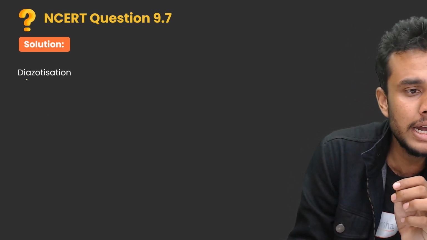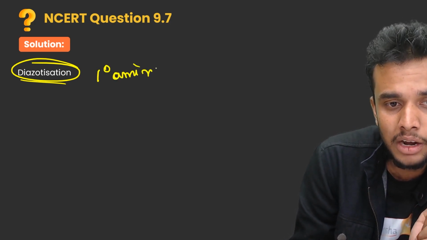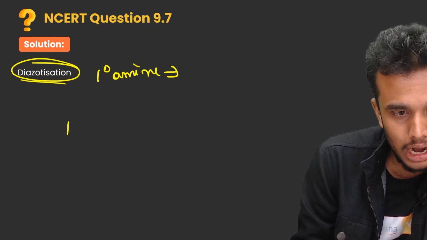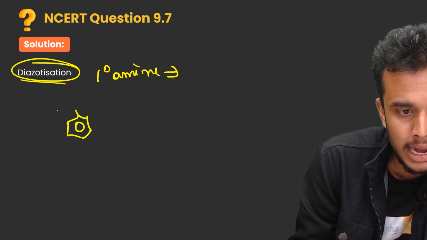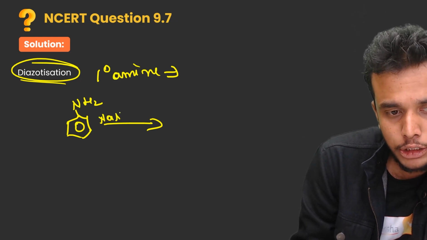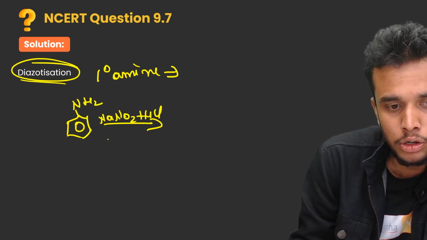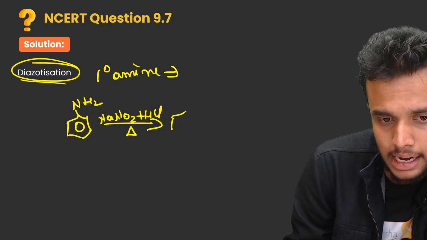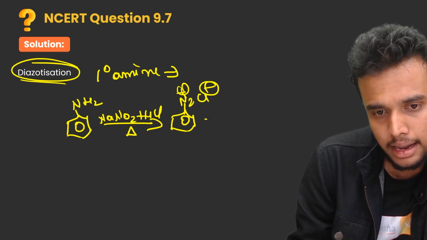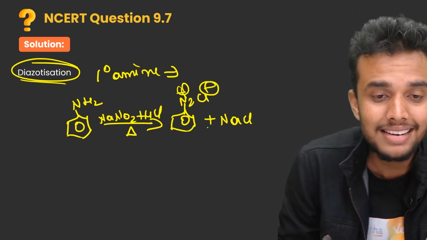Understood? Second question, students, diazotization. The name itself explains diazotization. When a primary aromatic amine is converted into a diazonium salt, this reaction is called diazotization. For example, the best example of a primary aromatic compound is aniline. When aniline reacts with sodium nitrite plus HCl, what do we yield? Diazonium salt, N2 plus Cl minus, with the liberation of NaCl. Okay, students, it's clear.